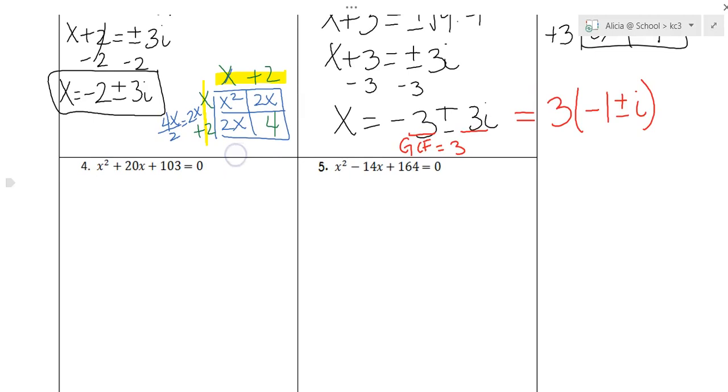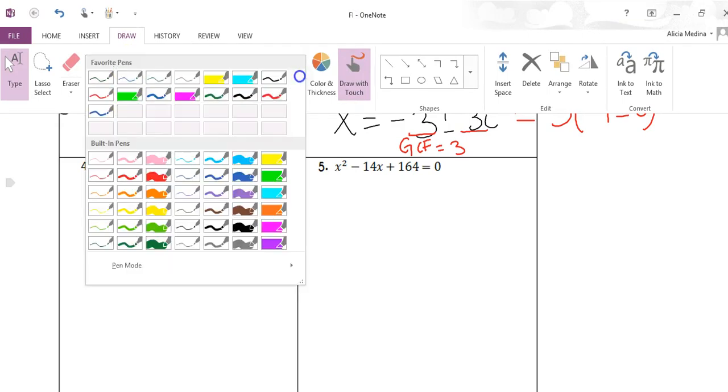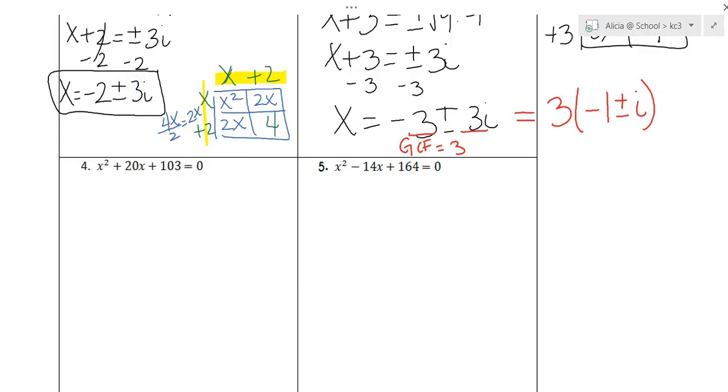All right, 4 and 5. Same examples, right? Same idea. Completing the square. x squared plus 20x plus 103 equals 0. So minus 103 on each side. x squared plus 20x plus some constant is going to equal negative 103 plus that same constant.